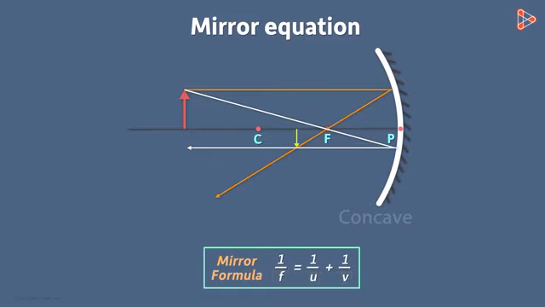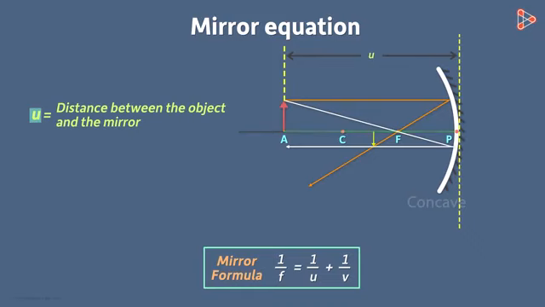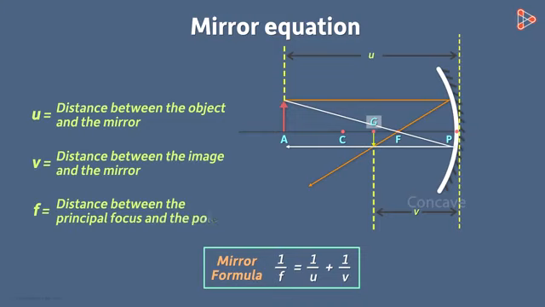To understand better, let's draw a tangent at point P like this. In this equation, U is the distance between the object and the mirror. So this distance will be U. It is the distance between points A and P. Remember, the distance between two parallel lines will always be the same. So this distance is nothing but distance between points A and P. V is the distance between the image and the mirror. Let's name this point G. So V is nothing but the distance between points G and P. And F is the focal length, which is the distance between the principal focus and the pole. This distance is equal to F.